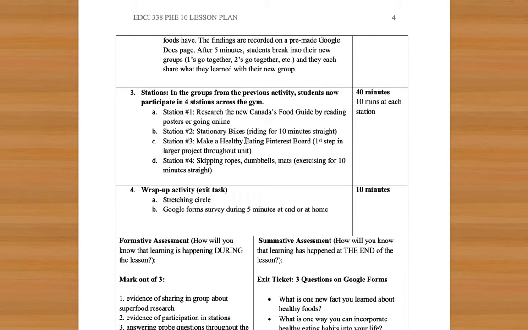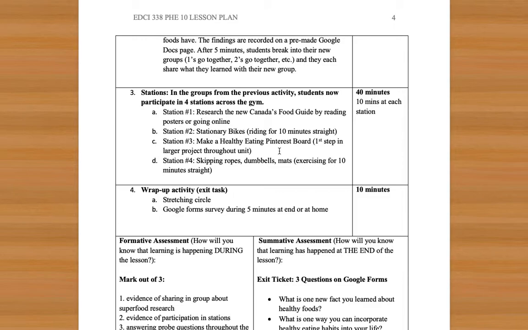Third phase is stations. So there's 4 stations in the class. One is researching the Canada's food guide, so that'll be done by having some posters, or maybe they'll go online. Station 2 will be stationary bikes for 10 minutes. They're just going to sweat for a while, ride the bike. Then they're going to move on to a healthy eating Pinterest board.